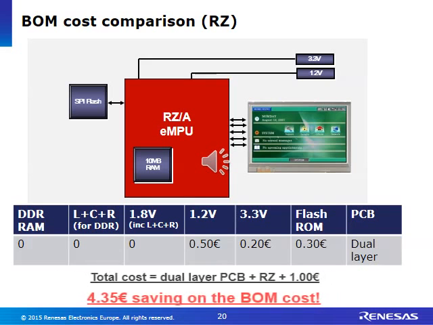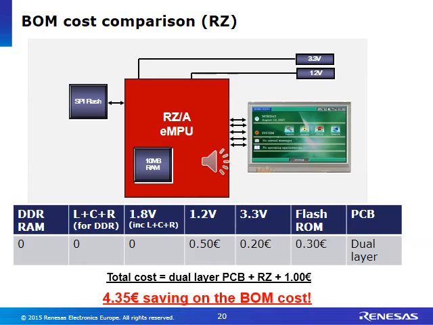Looking at the vastly simplified solution that is possible with RZA, it becomes clear that BOM cost drops sharply with RZA. We don't need DDR RAM and we don't need support components for it. We do not need a 1.8 volt power supply to power DDR RAM either. And a pricey NOR flash component can be exchanged with a comparatively cheap quad-SPI flash component. All in all, we save roughly €4.35 on this board, and this is not even counting the saving resulting from the fact that we can now use a dual-layer PCB instead of a multi-layer PCB.